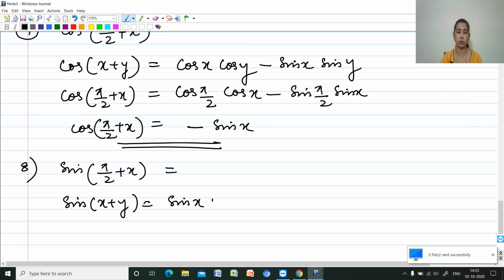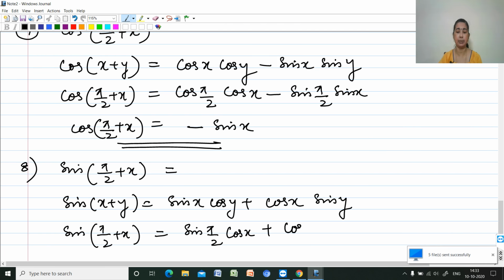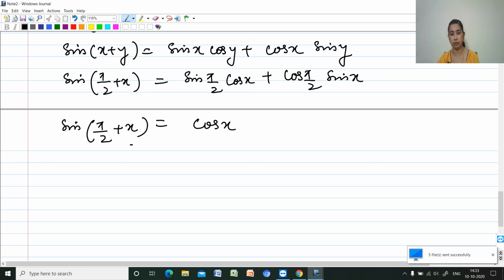Therefore, what is sin of pi by 2 plus x? It is equal to sin pi by 2 into cos x plus cos pi by 2 into sin x. Substituting the values, what is sin pi by 2? Sin pi by 2 is 1. So, 1 into cos x is cos x, and cos pi by 2 is 0, so this entire term will be 0. So, sin of pi by 2 plus x is equal to cos x.